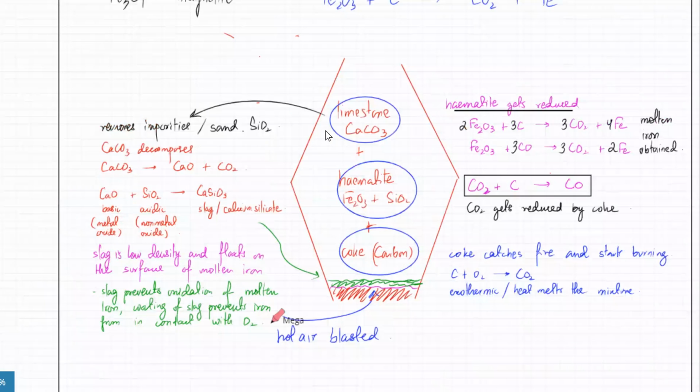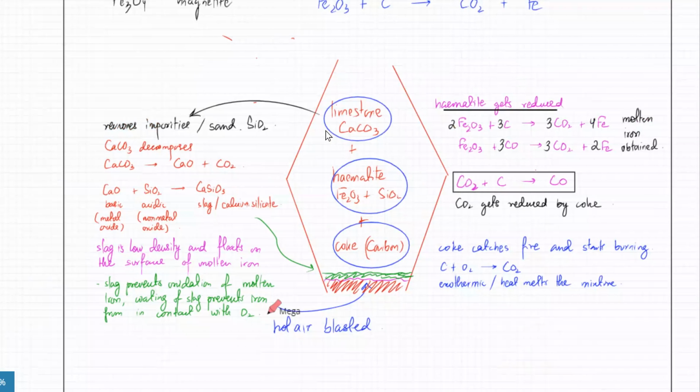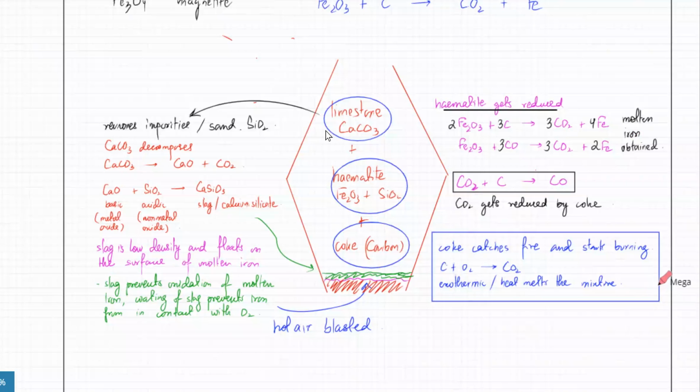So this is all that's happening here. Hot air is blasted in, and that's the first reaction that happens. The coke starts to burn. The carbon dioxide also gets reduced when it reacts with even more coke. Carbon and carbon monoxide take away oxygen from iron oxide, and iron is produced. The molten iron is obtained at the bottom, and slag is used to remove impurities. Is this all clear?